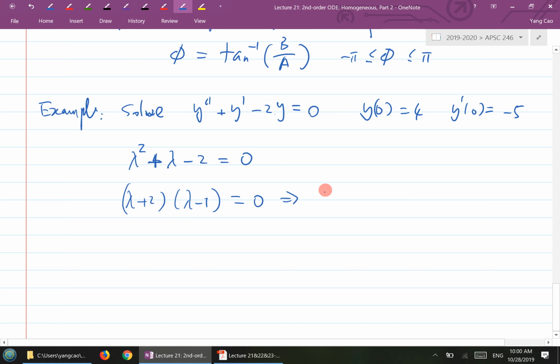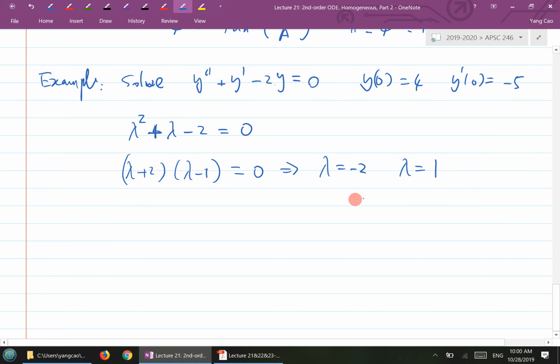So that basically means for this one, I get two distinct roots: one is negative 2, and the other one is 1. One of the common mistakes in student work is that they often miss a negative when there should be a negative.